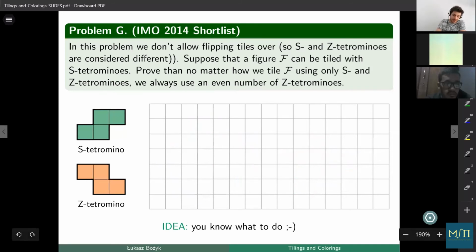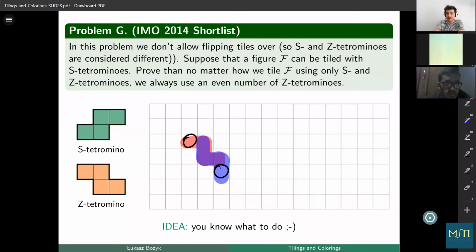Okay, so let's have a potential Z placement and a potential S placement. And what we can see is that the two cells should differ in color, right? If we have an odd number of shaded cells here, and we want to have an even number of shaded cells here, we need the two to have different colors. It's one observation.